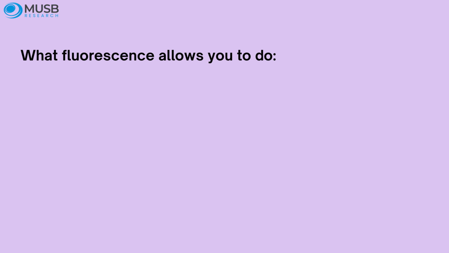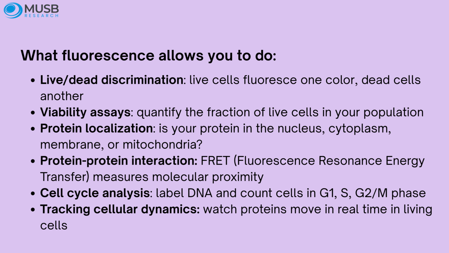What does fluorescence allow you to do? Live/dead discrimination. Live cells fluoresce one color, dead cells another. Viability assays. Quantify the fraction of live cells in your population. Protein localization. Is your protein in the nucleus, cytoplasm, membrane, or mitochondria? Protein-protein interaction. FRET, fluorescence resonance energy transfer, measures molecular proximity. Cell cycle analysis. Label DNA and count cells in G1, S, G2, M phase. Tracking cellular dynamics. Watch proteins move in real time in living cells.